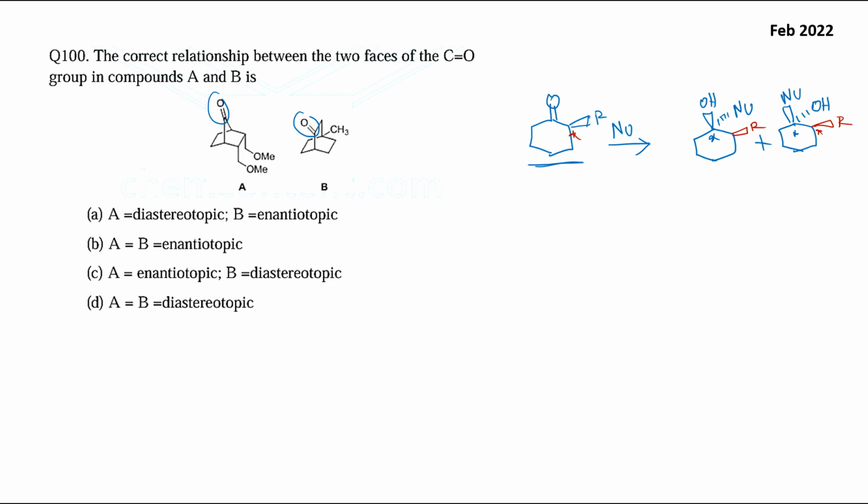Now come to the actual molecule. In molecule A, we already have chiral centers. Though it looks symmetrical, actually these are chiral centers. So when there is already a chiral center and you are considering whether it is enantiotopic or diastereotopic, it will be diastereotopic. But in the second molecule, there is actually no chiral center. This center is actually not chiral because both sides have the same groups. So it is not a chiral center.